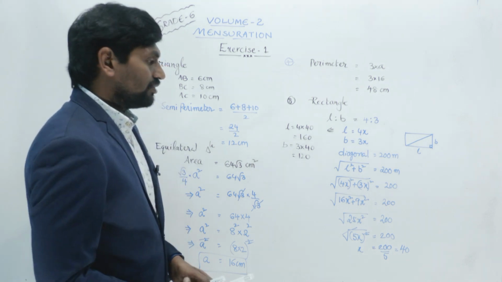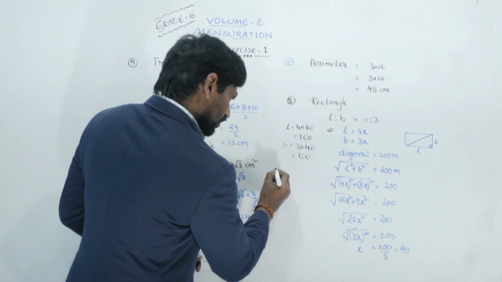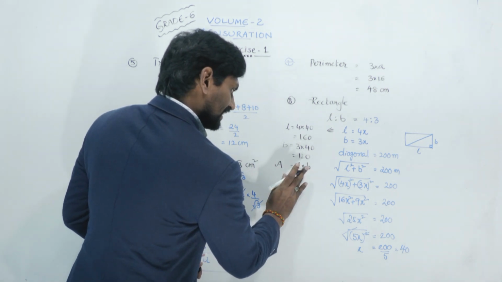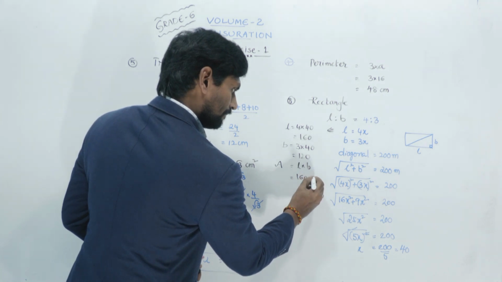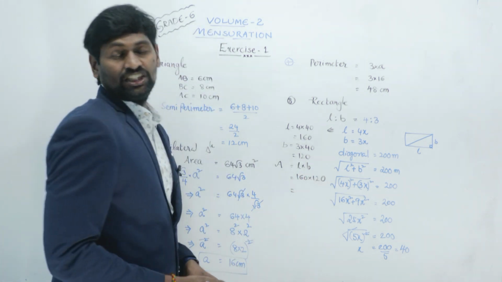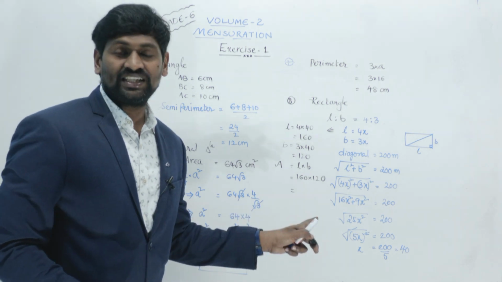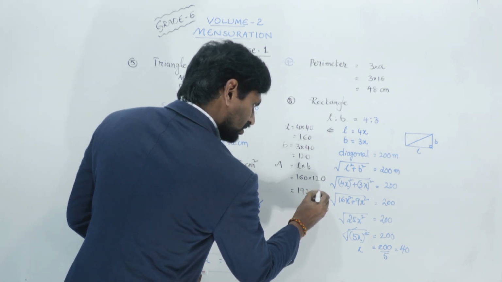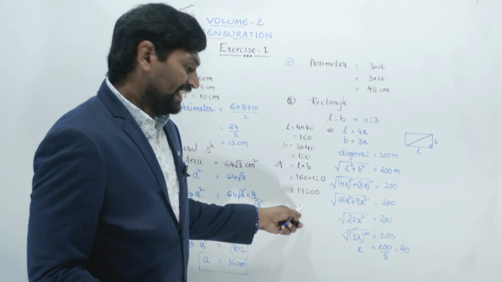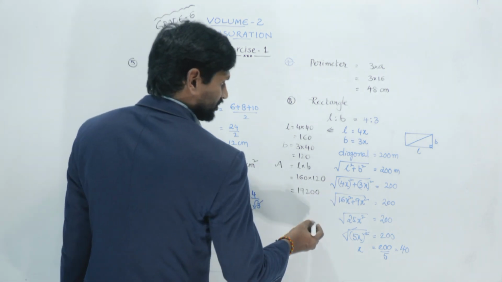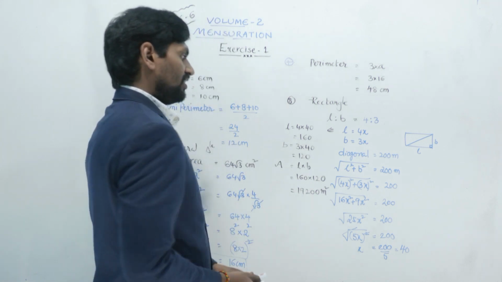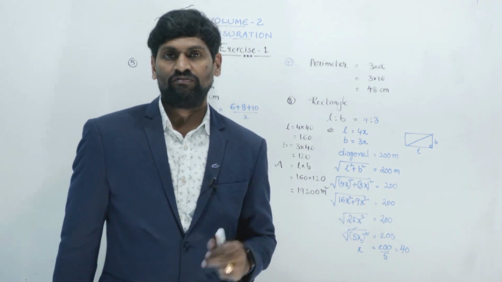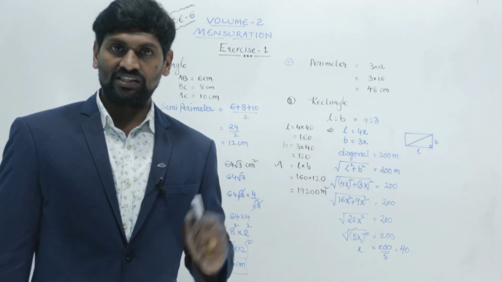Okay, now we need to find the area of rectangle. What is the area formula? Length into breadth. That is equals to 160 into 120. So 16 12s are 192. So 192, that means 19,200 meter square, because the diagonal is given in meters. So area will be in meter square or square meters. Okay?